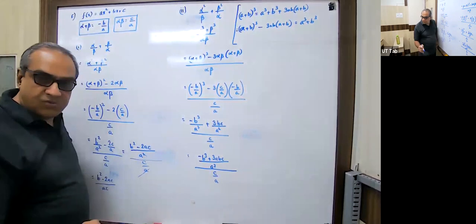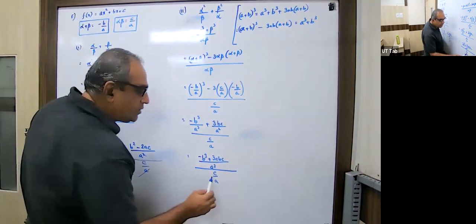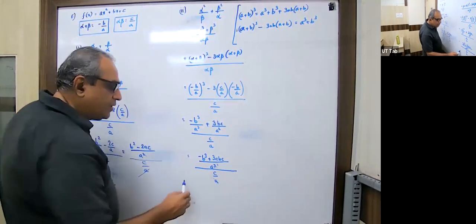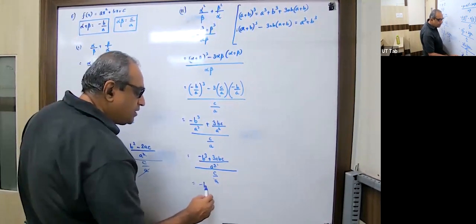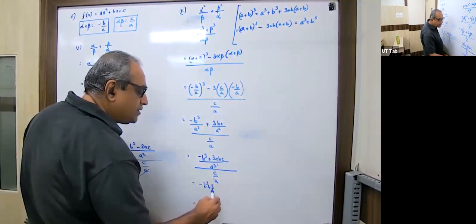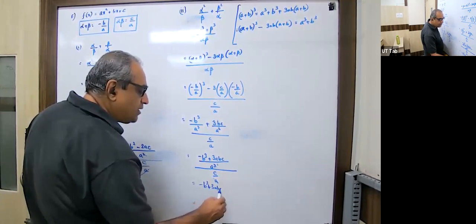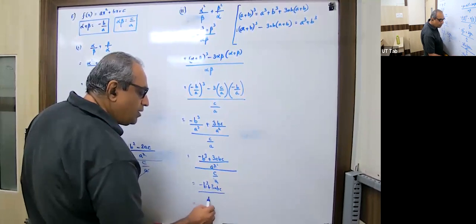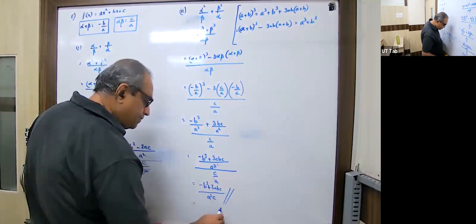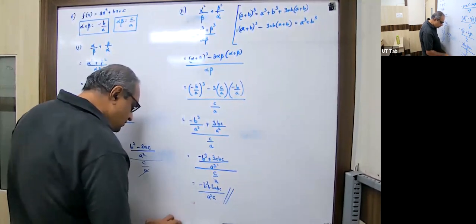Any doubts? This a and this will become squared. So my final answer is minus b cube plus 3abc upon a squared c. Do you all understand?